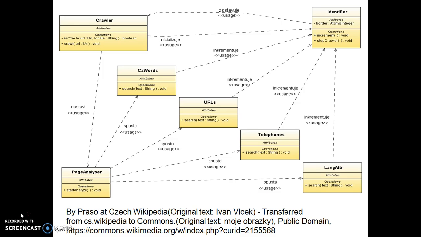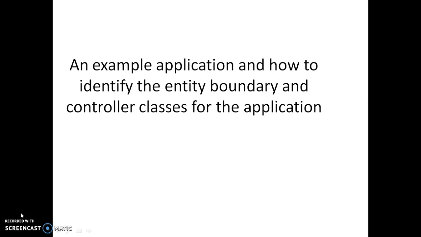The control class examples would be, for example, the page analyzer or the crawler. For example, the crawler class could crawl around the internet and get information for you.